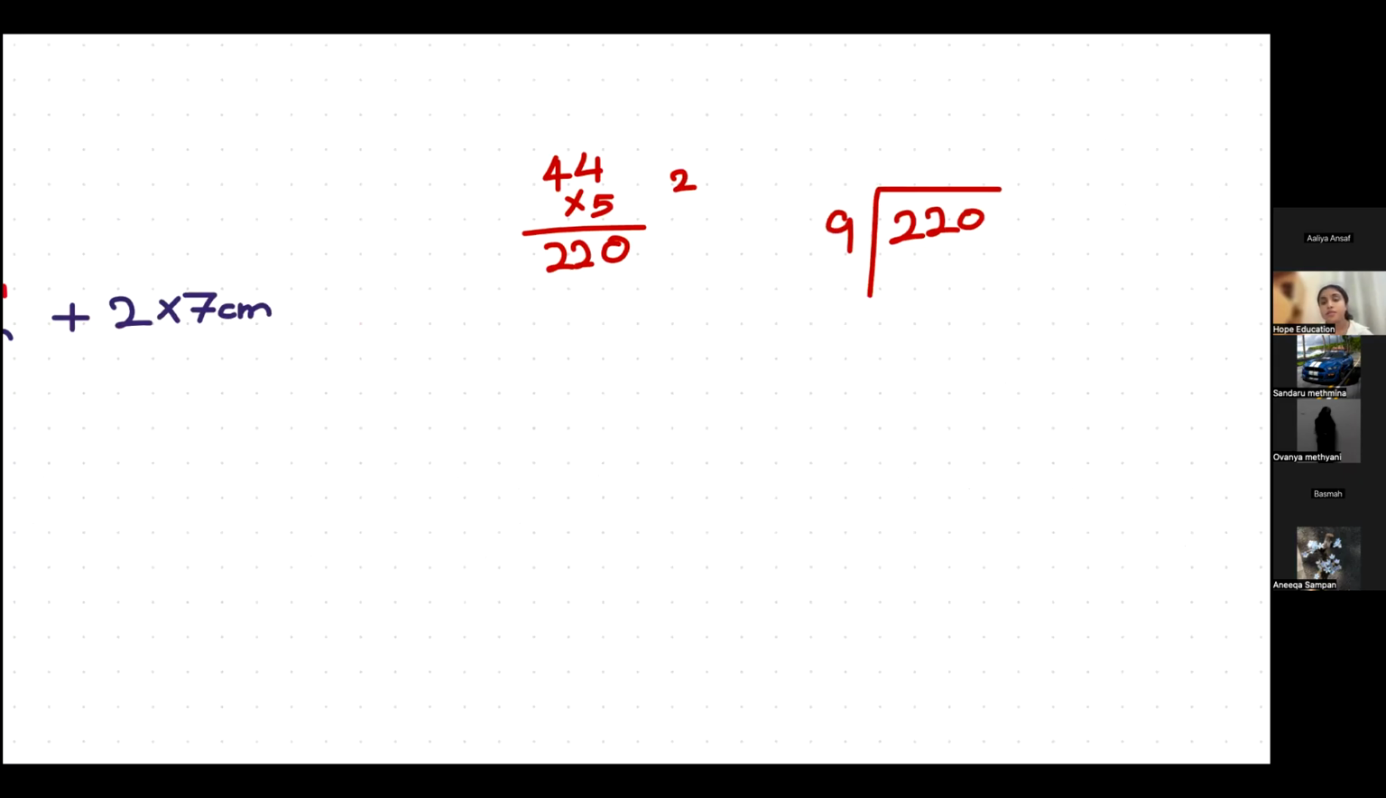9 times 2 is 18. 22 minus 18, we subtract, we have 4. Then bring down the 0, again 40. 9 times 4 is 36. 4 remaining.